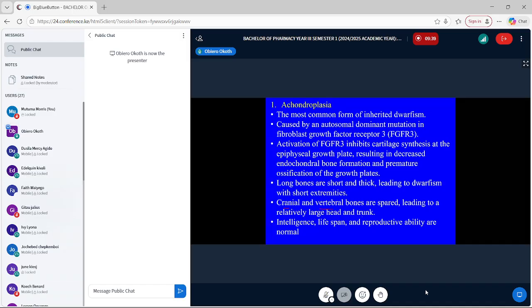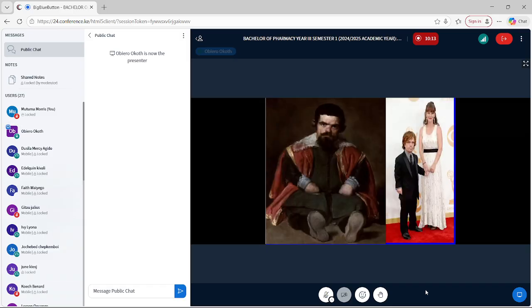So there's a disproportion between the long bones and the flat bones. These patients actually have normal intelligence. They have normal lifespan. They have normal reproductive ability. It's a very common cause of inherited dwarfism. There are other forms of inherited dwarfism, but achondroplasia tends to be the most common. The problem is at the cartilage synthesis, so only long bones are affected.